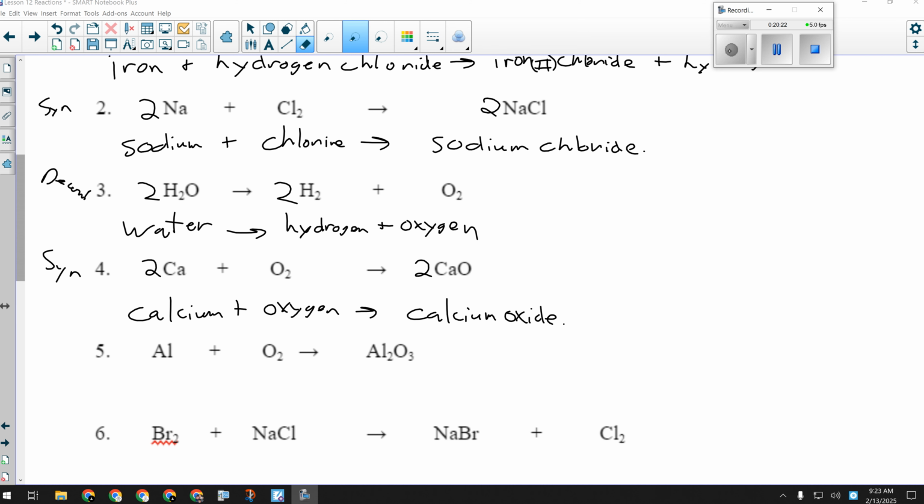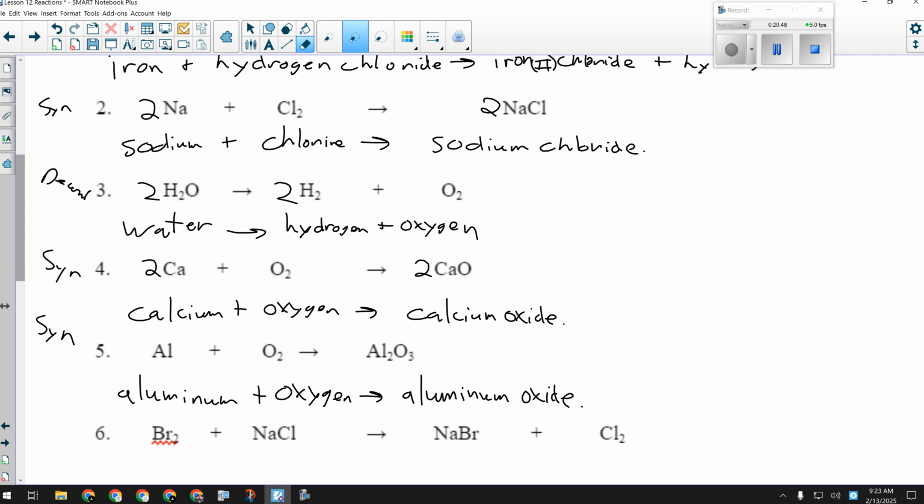So on number 5, I've got aluminum. It's reacting with oxygen. And that is going to produce an ionic compound, aluminum oxide. Okay, no Roman numerals or prefixes or anything for that one. What kind of reaction is it? Synthesis. There seem to be a lot of those on this batch. Okay, and it's definitely not balanced.